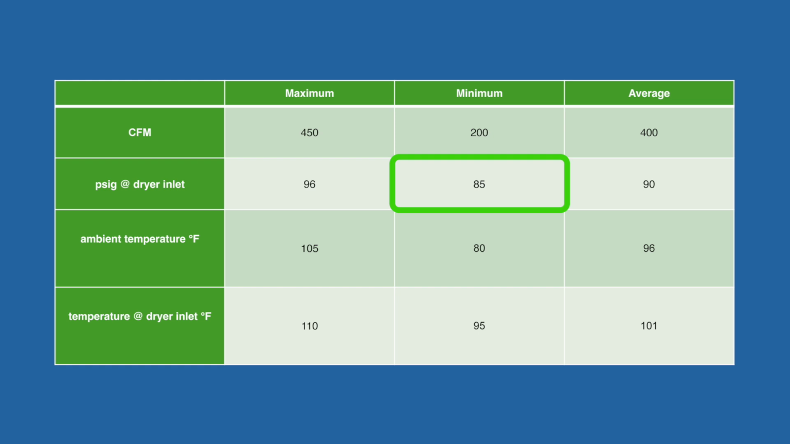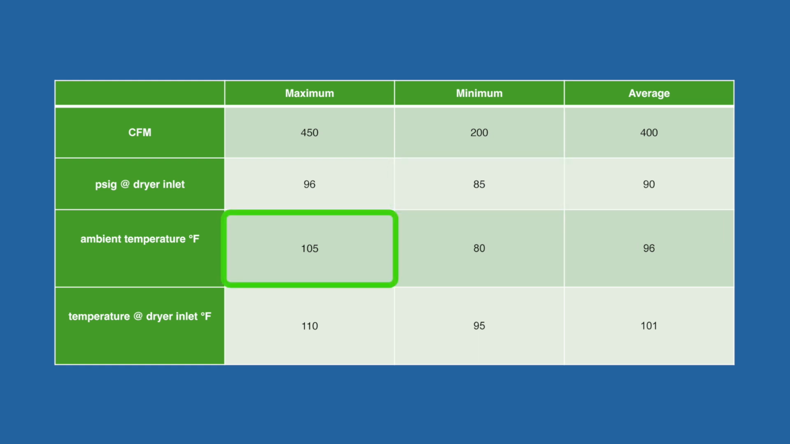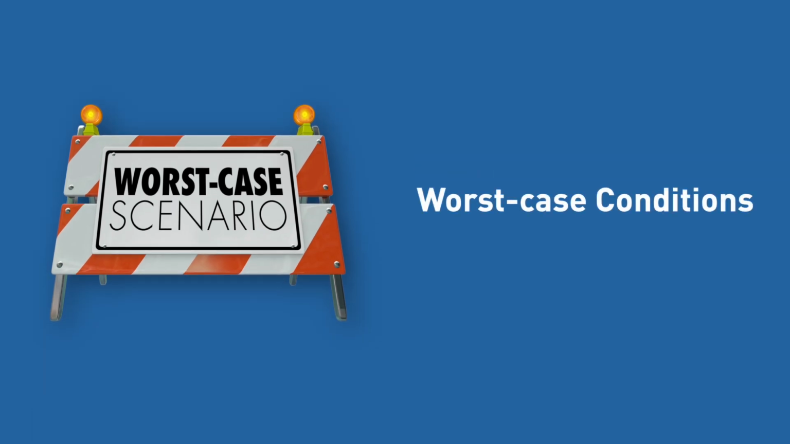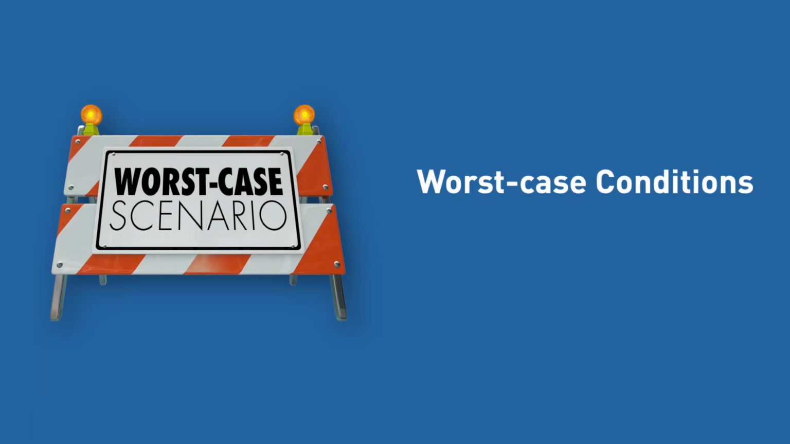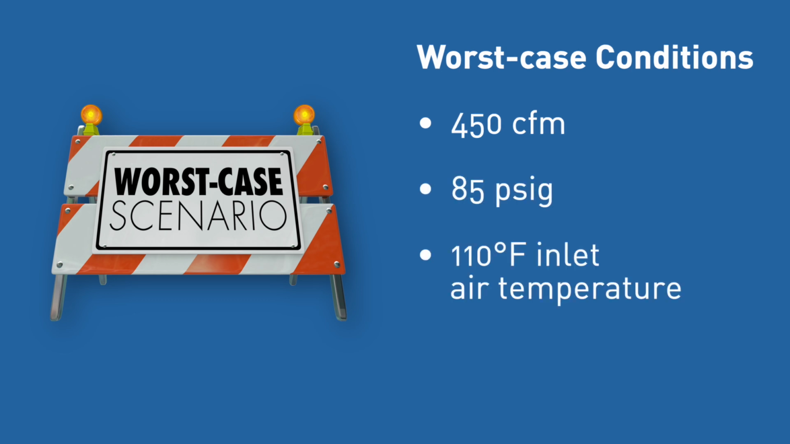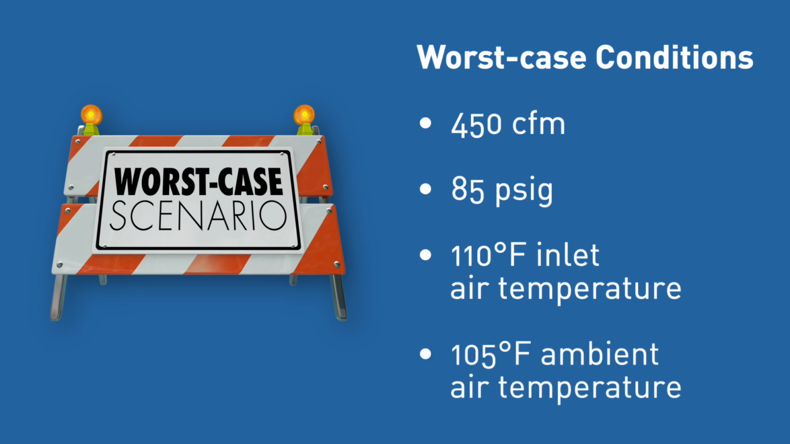In the afternoon, the compressor room heats up to 105 degrees Fahrenheit, and the temperature of the air entering the dryer reaches 110 degrees Fahrenheit. Based on this data, the worst-case conditions for which the dryer must be sized are 450 CFM, 85 psig, 110 degrees Fahrenheit inlet air temperature, and 105 degrees Fahrenheit ambient air temperature.